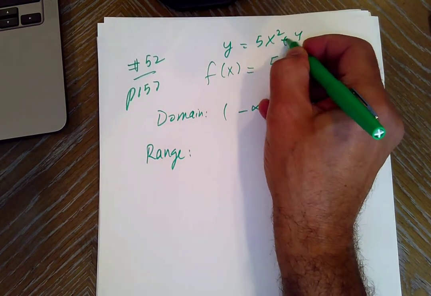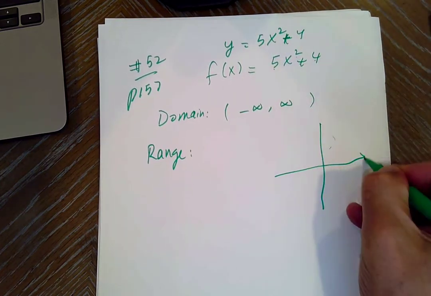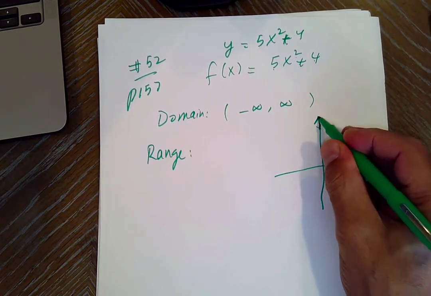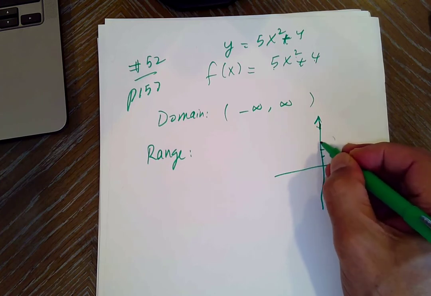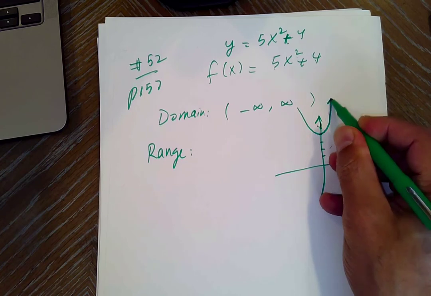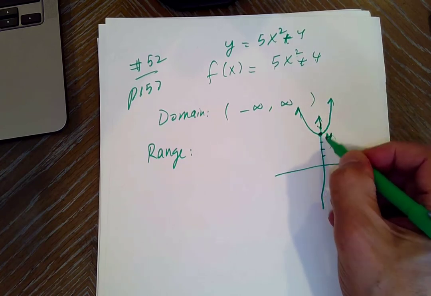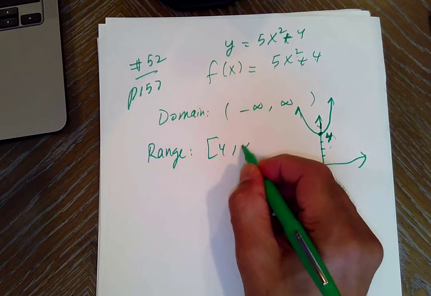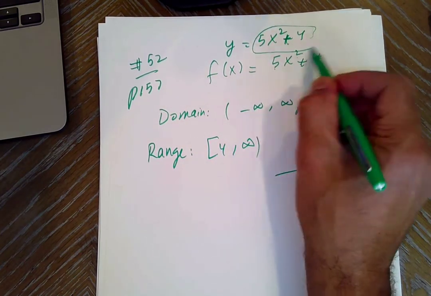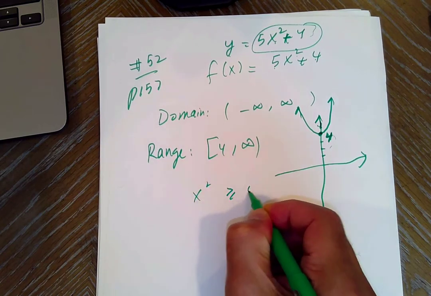If you graph it, you have a grapher, you're going to see that 5x squared plus 4 is going to look like this. And you can see the range, the smallest y value there is 4, so 4 or higher, so it's 4 to infinity. Or you could use common sense. Why is this? You know, x squared is always greater than or equal to 0.